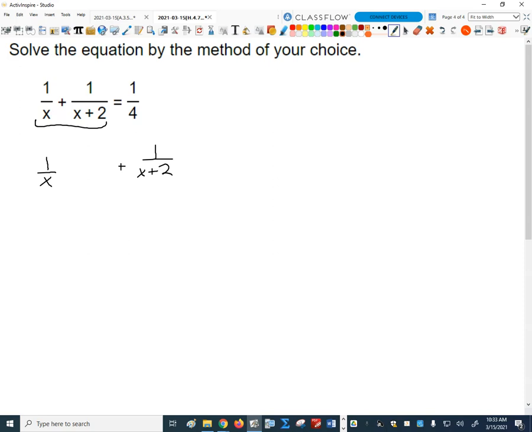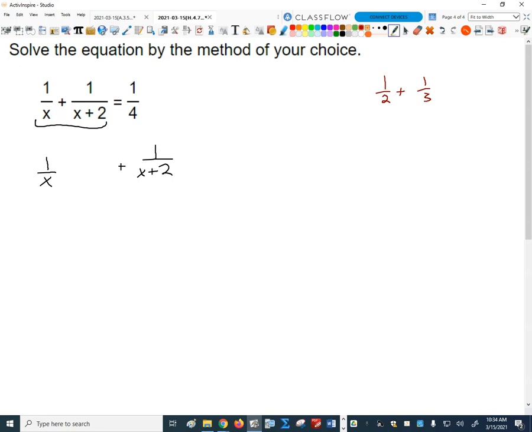And I want you to think in terms of what you do for numbers. What if I was adding up 1/2 plus 1/3? What would my common denominator be there? It'd be 6, wouldn't it? I'd get that by multiplying. It'd be the product of those two, right? Okay, so what's my common denominator going to be in the black equation then on the left side? It's going to be x, the product of x times x plus 2, right?